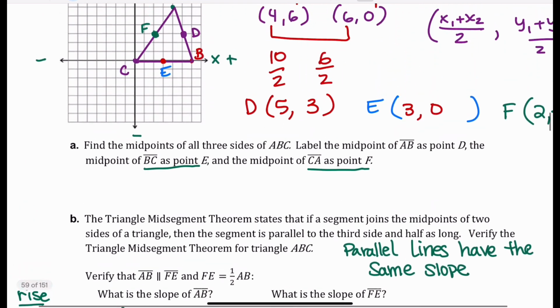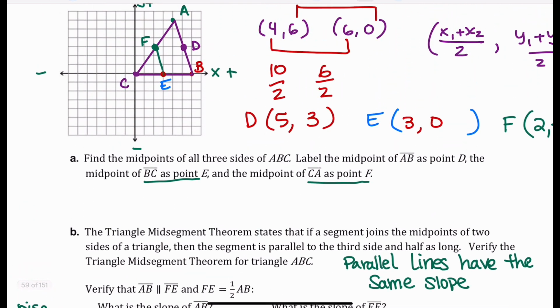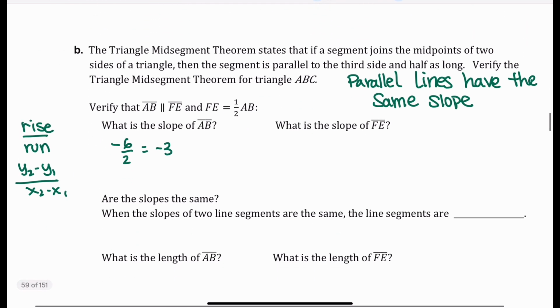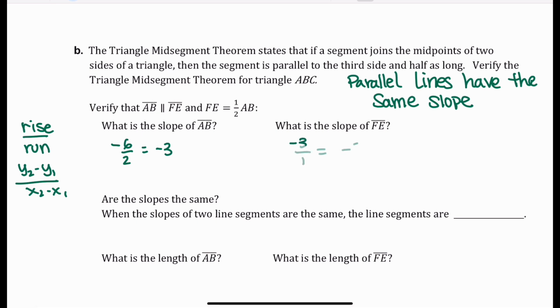Now let's look at FE. I'm going to go down 1, 2, 3, and over 1. That just equals a negative 3. So both of these have a slope of negative 3, so we're going to say yes. When the slopes of two line segments are the same, the line segments are parallel. So that is showing that these two line segments are parallel.